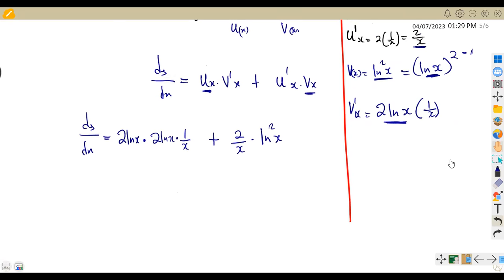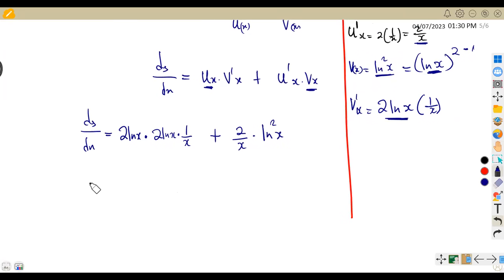So I want you to simplify and see what happens. This was a crazy question, because if you simplify here, we can multiply 2 times 2, which is 4, times 1 over x. So 4 times 1 over x is 4 over x. Then we move on to ln. This is ln times ln, just like x times x is x squared. So if you multiply ln and ln, it becomes ln squared. Plus 2 over x, in this case, times ln squared x.